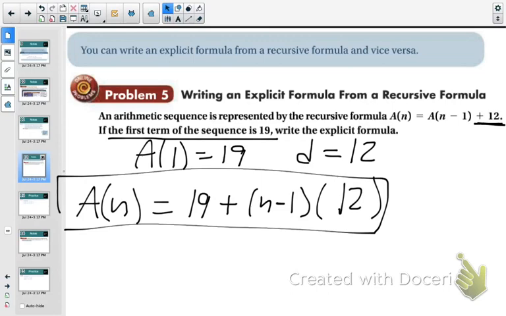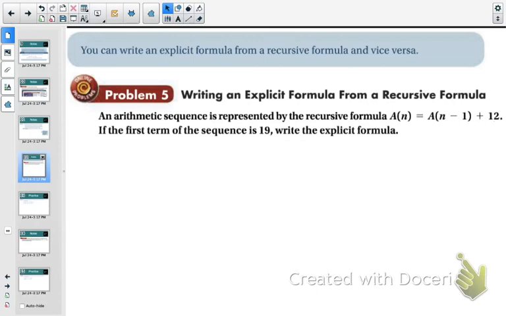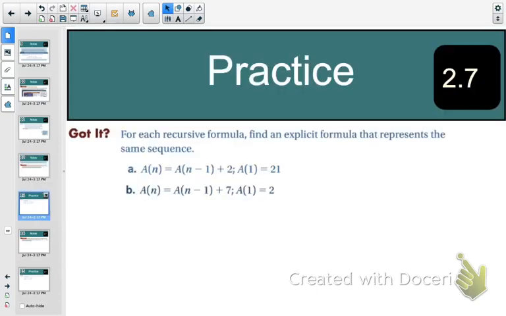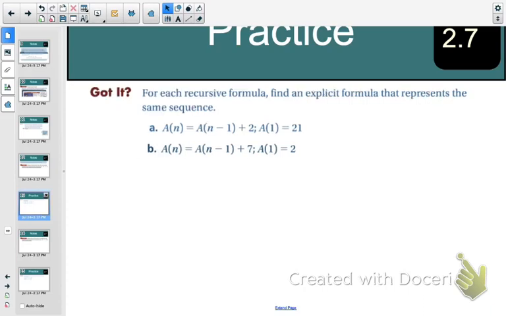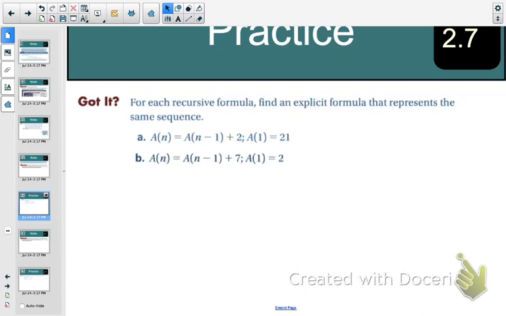Again, you're just looking for two things, the first term and the common difference. So go ahead and try these. It's giving you the recursive formula here, and you want to change that to explicit. So go ahead and pause this and try it in 3, 2, 1, pause.